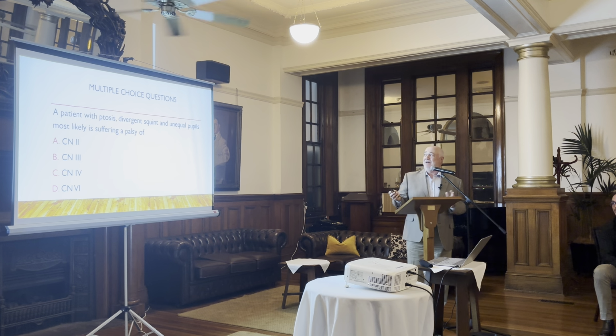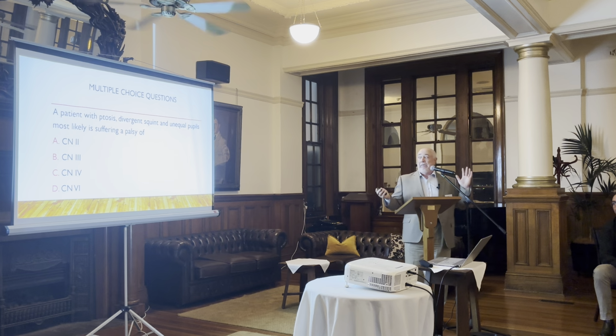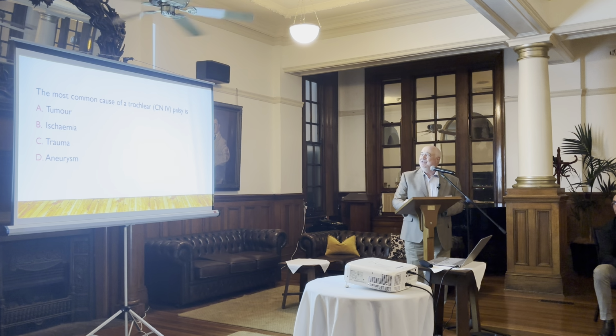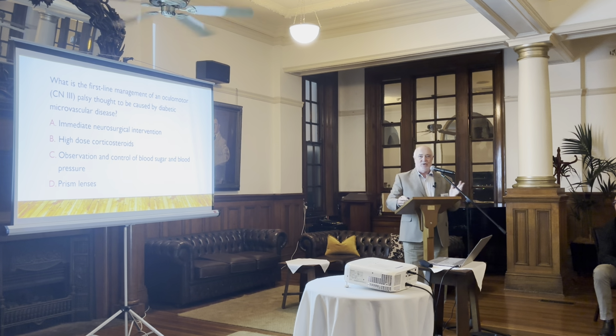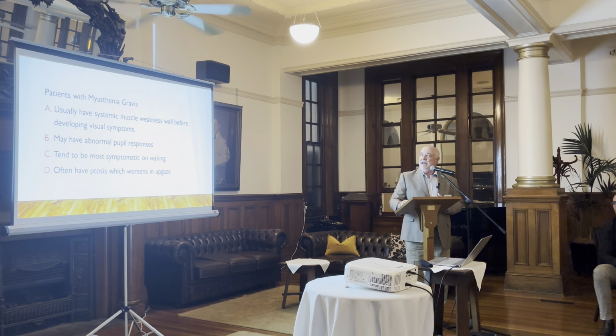So a patient with ptosis, a divergent squint, unequal pupils has got trochlear nerve palsies. Most common cause is dry. So if someone's got diabetes and no sign of a tumour, what would be the first thing you would do? So you want to talk to them about their blood sugar control and their blood pressure and that sort of stuff.